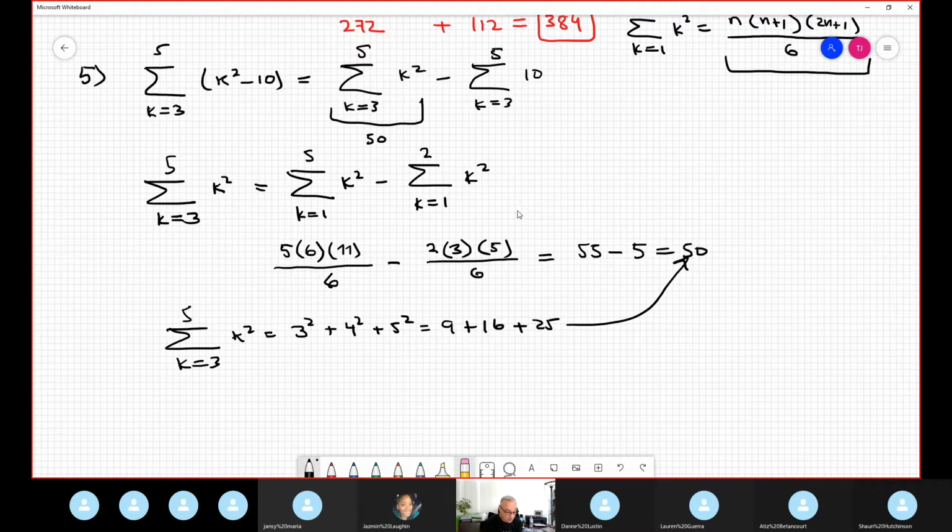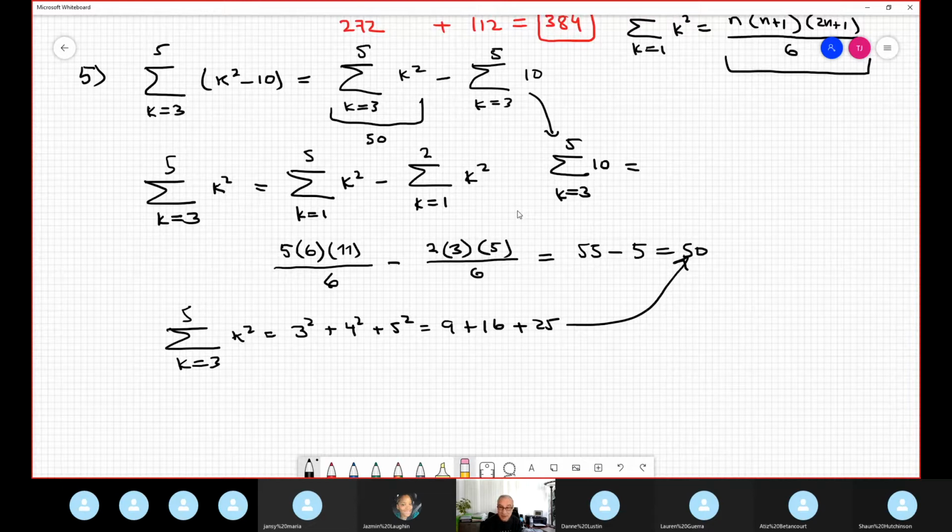So what is the final answer? Well, I need to compute this summation, from k=3 to 5 of 10. Actually, this is 30. It's obvious, because you're adding 10 plus 10 plus 10. But how many times? Well, from 3 to 5, including both, is 3 times.